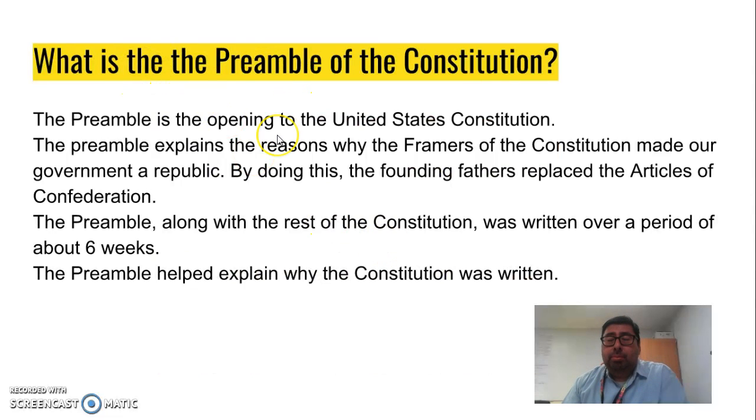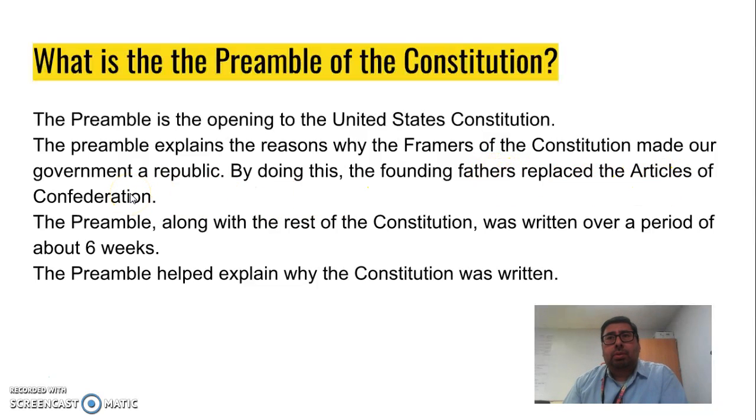So the preamble, like we talked yesterday, a preamble is the opening or the beginning of something. Okay, so the preamble is the opening of the United States Constitution. It explains the reasons why the framers of the Constitution, or the people who created the Constitution, made our government a republic. So by doing this, the Founding Fathers replaced the Articles of Confederation.